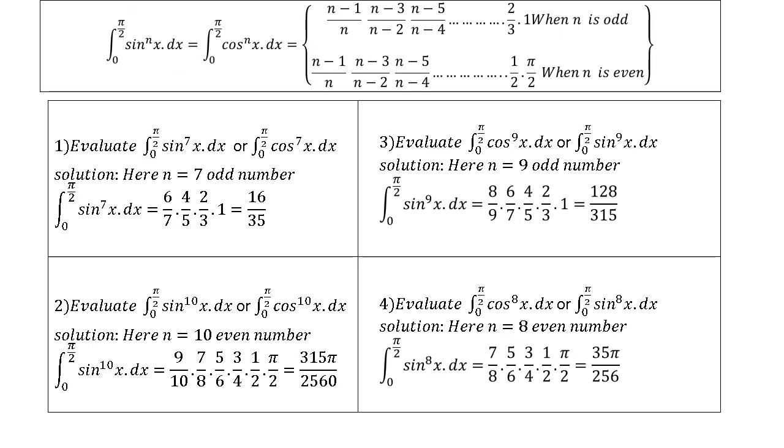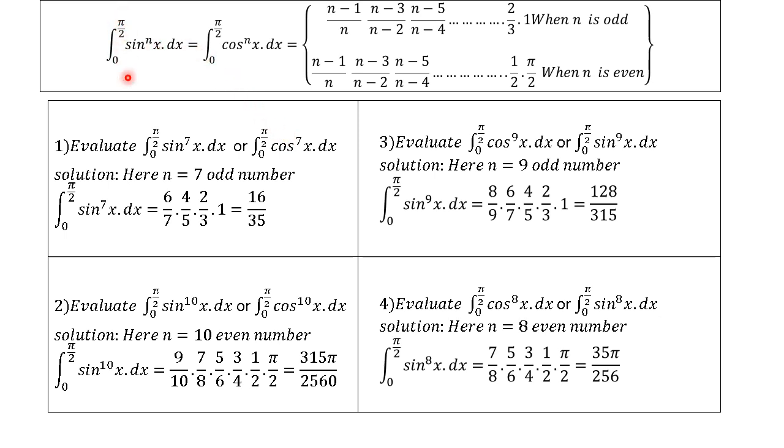Now let us see examples on integration of sine to the power nx into dx as well as integration of cos to the power nx into dx, where the limits run from 0 to pi by 2.